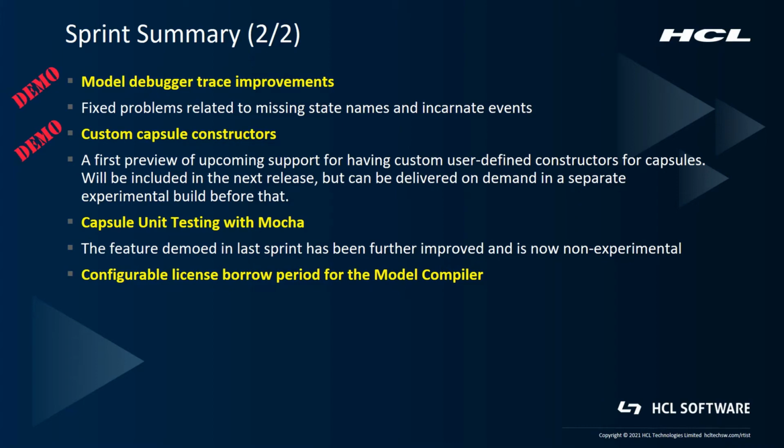And last sprint we talked about capsule unit testing with Mocha. So in this sprint we have further improved that, and now we made that feature non-experimental. And last but not least, we introduced a configurable license borrow period for the model compiler.